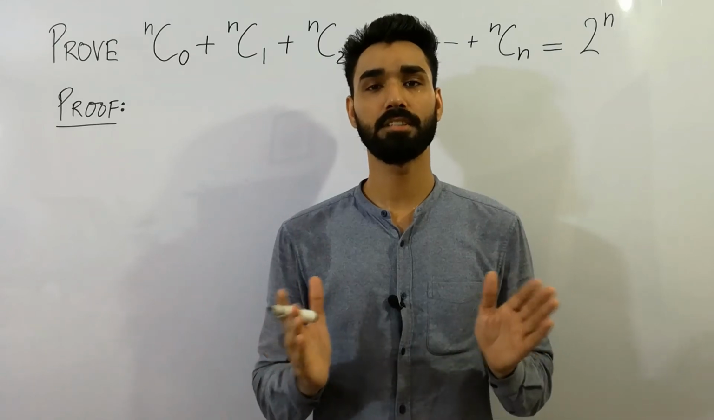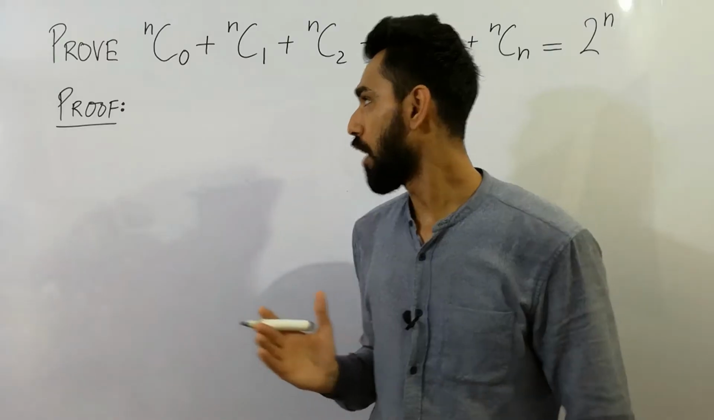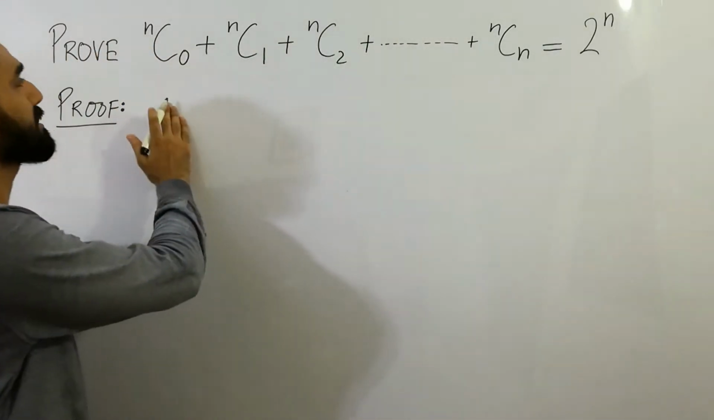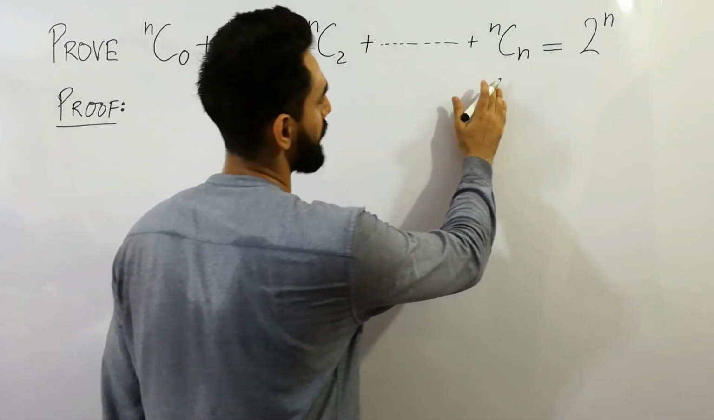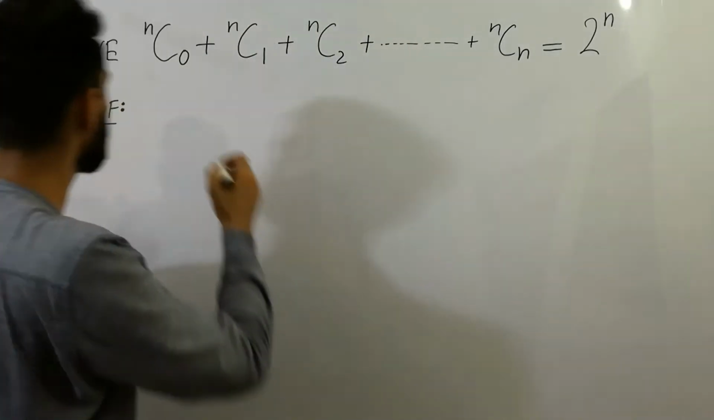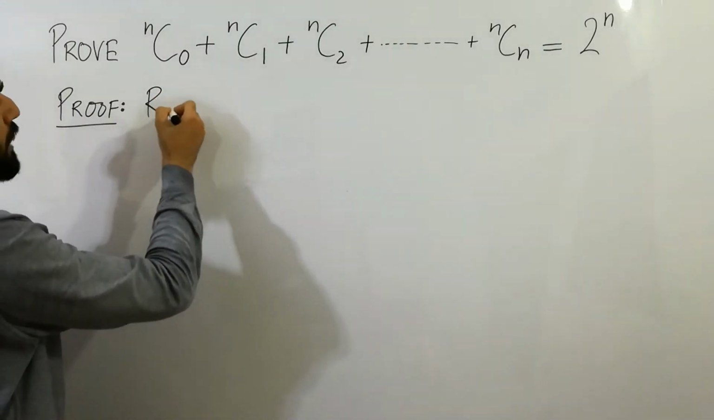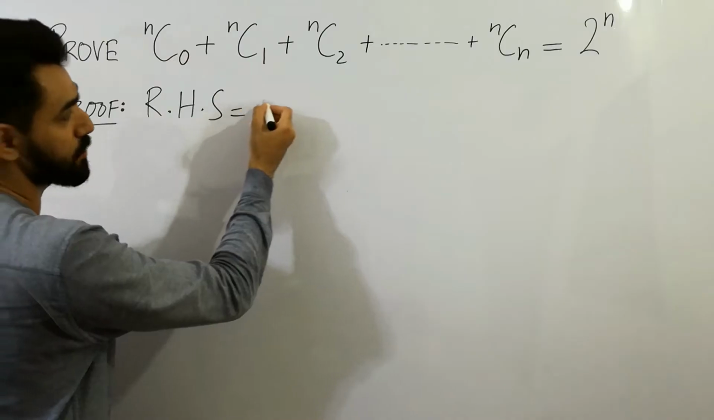Hey guys, today I am here to simply explain how to prove that nC0 plus nC1 plus nC2 up to nCn is always equal to 2 raised to power n.